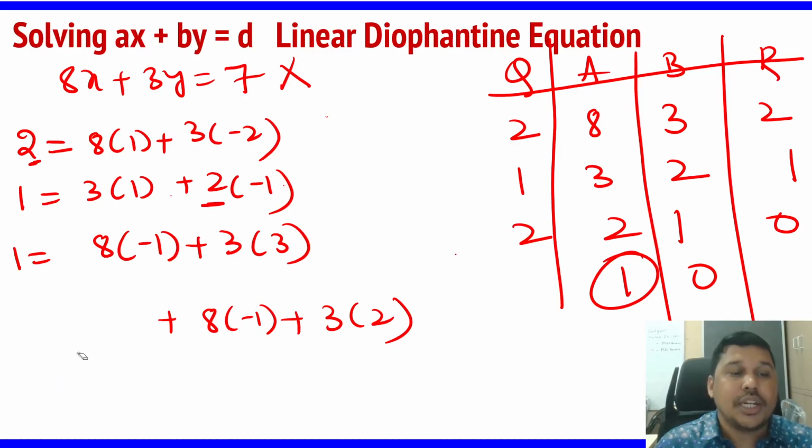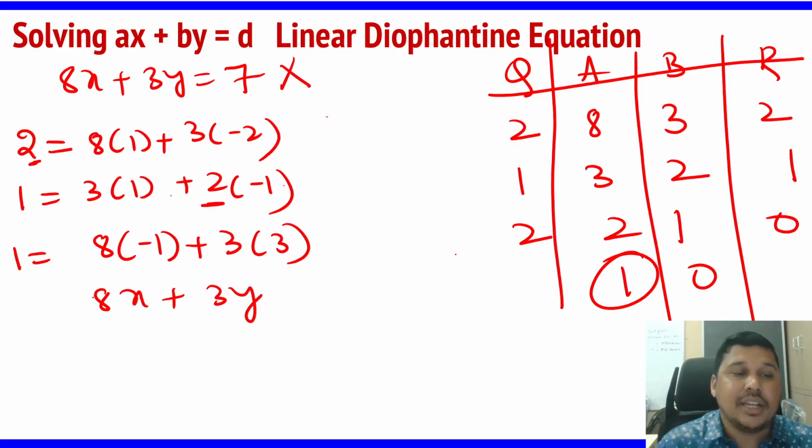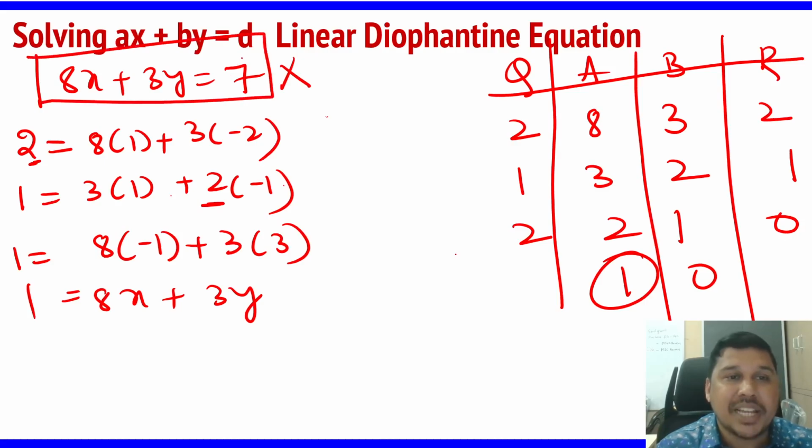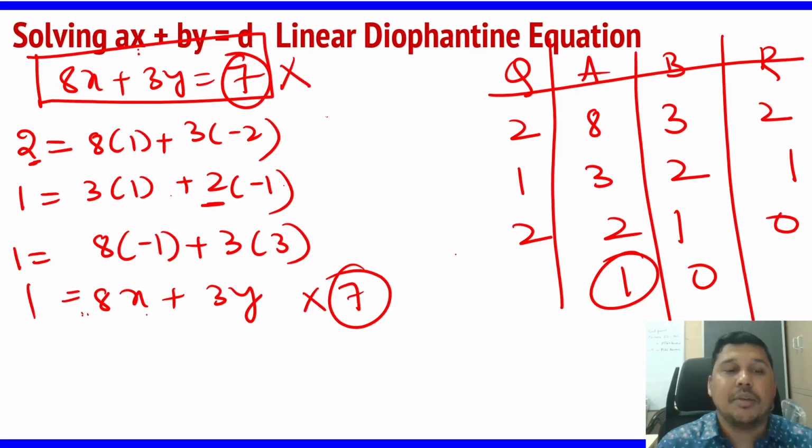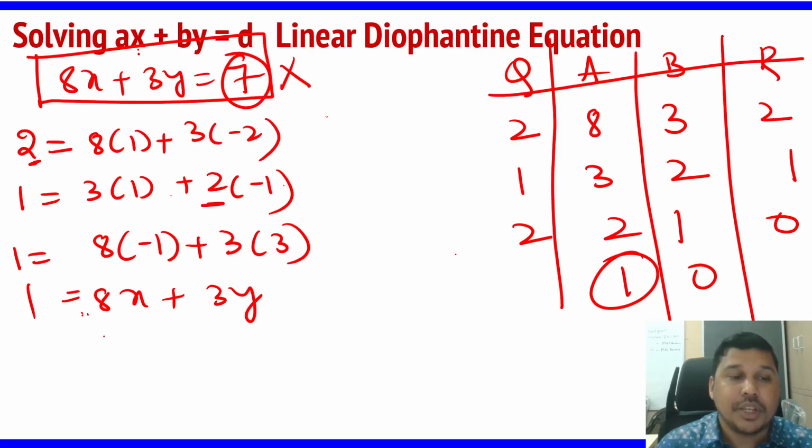I got this. Now you compare this equation with 8x plus 3y equal to 1, which we assumed. Instead of taking the original 7, we replaced it with the GCD. So now if I want to convert this equation to the original one, you have to multiply the whole equation by 7. Not the whole equation, but the solution. So it becomes 7 is equal to 8 into 7x plus 3 into 7y.